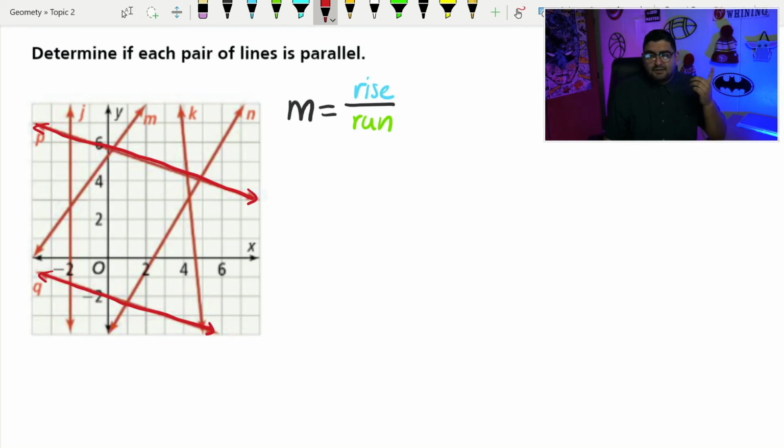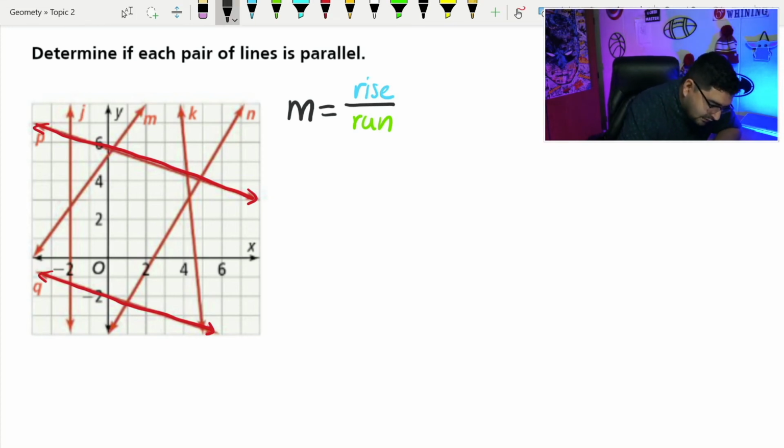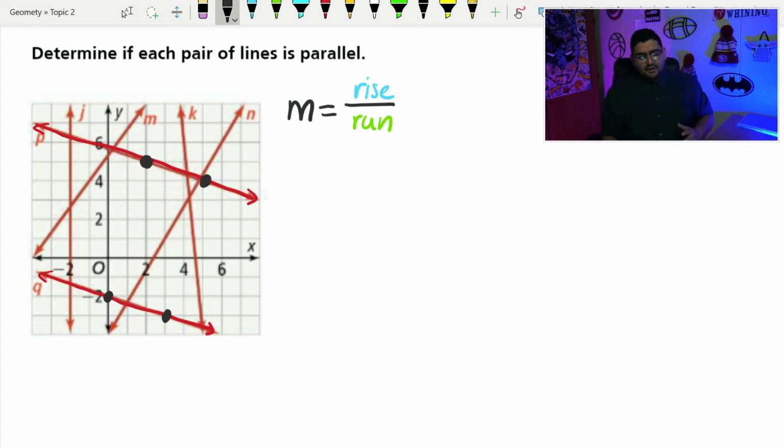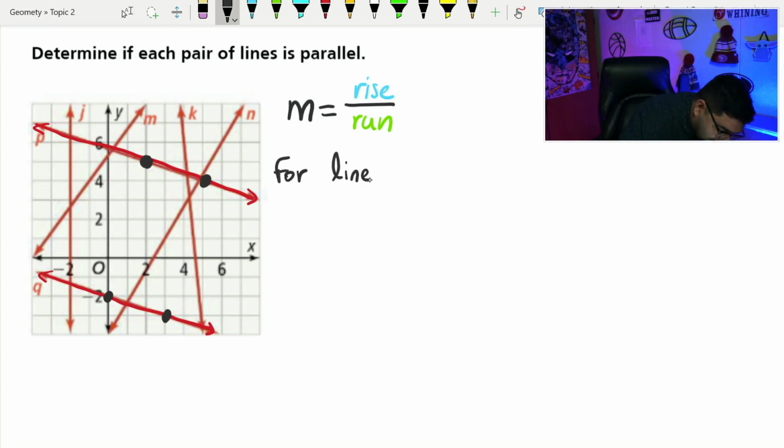So what we do is we pick 2 points on each line. So I'm going to pick this point right here, and we'll go with this point down here for line P. Okay. And then for line Q, I'm going to go with its y-intercept, and I'm going to pick this point right here. And now let's find the rise and the run of each one. So for line P, it's rise over run.